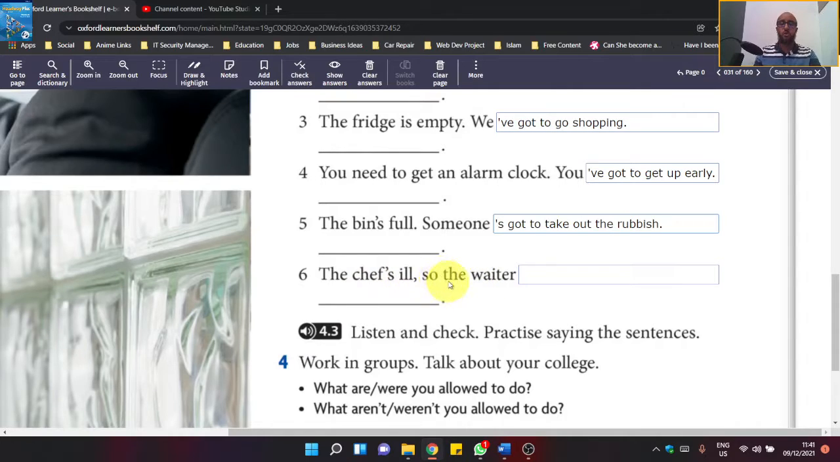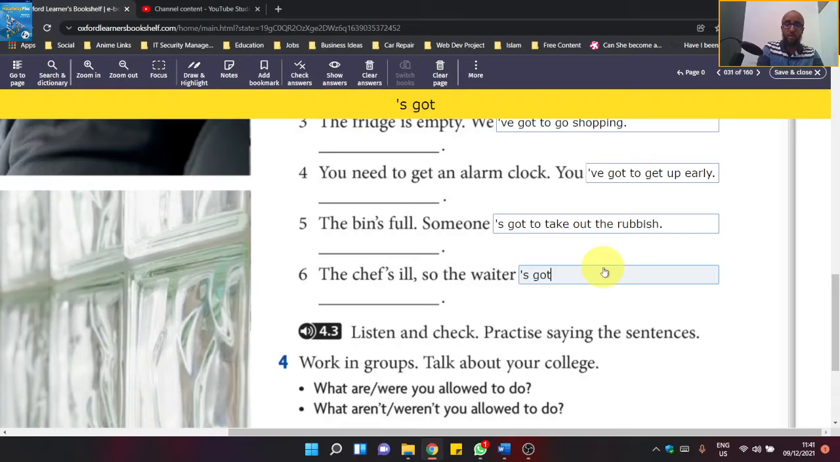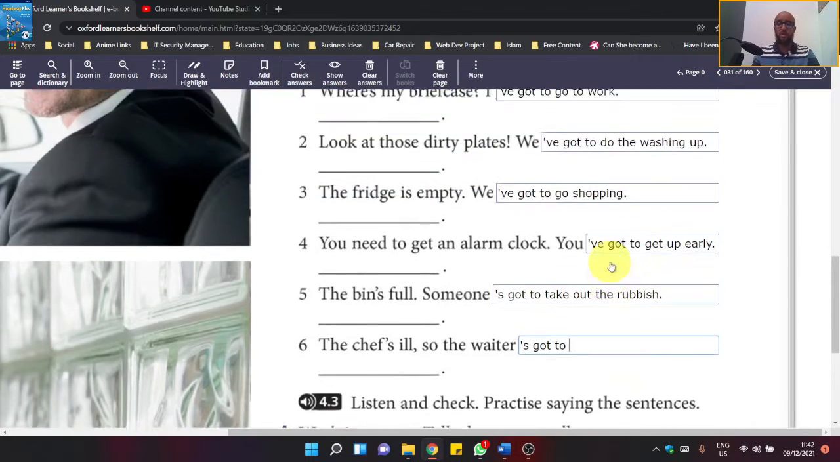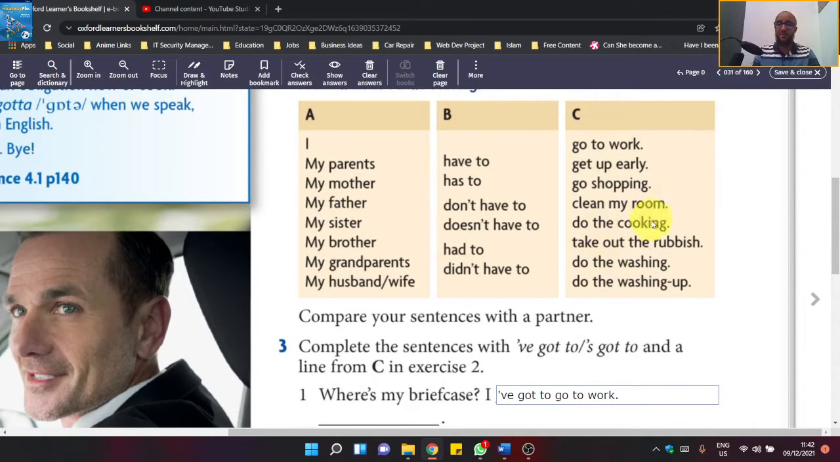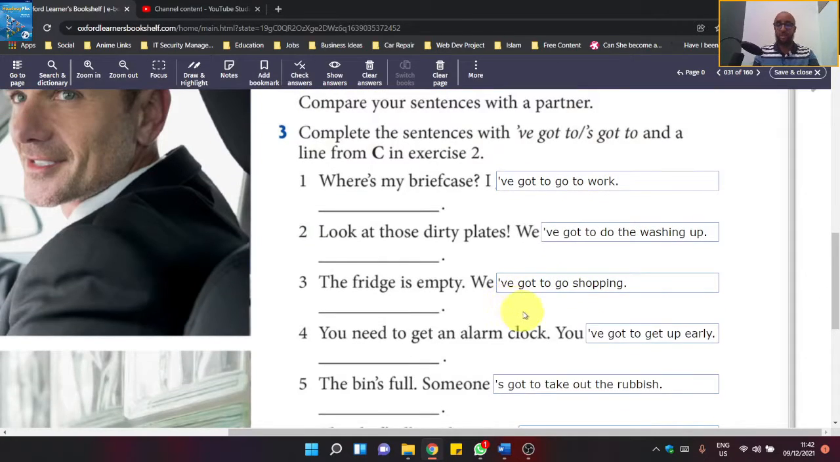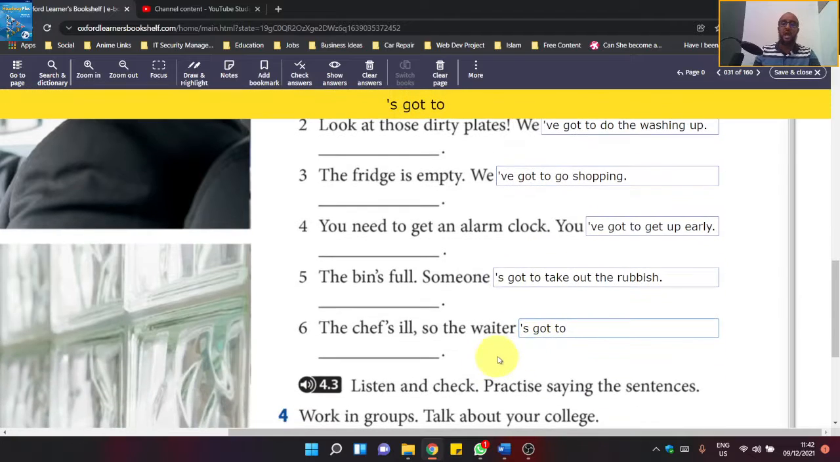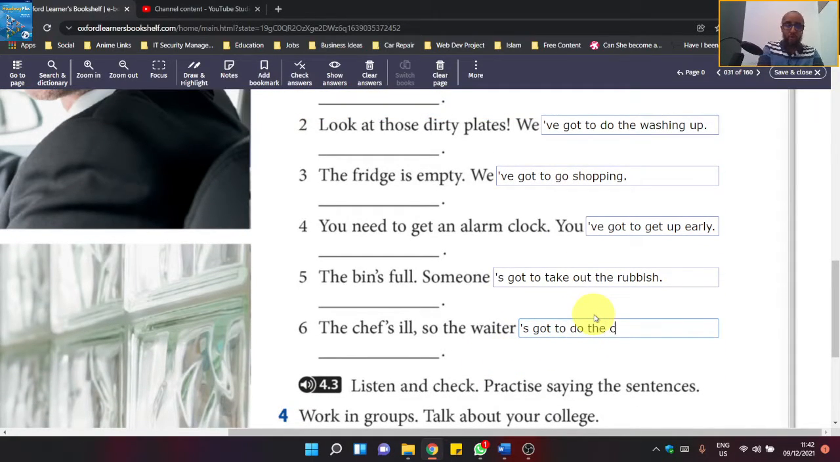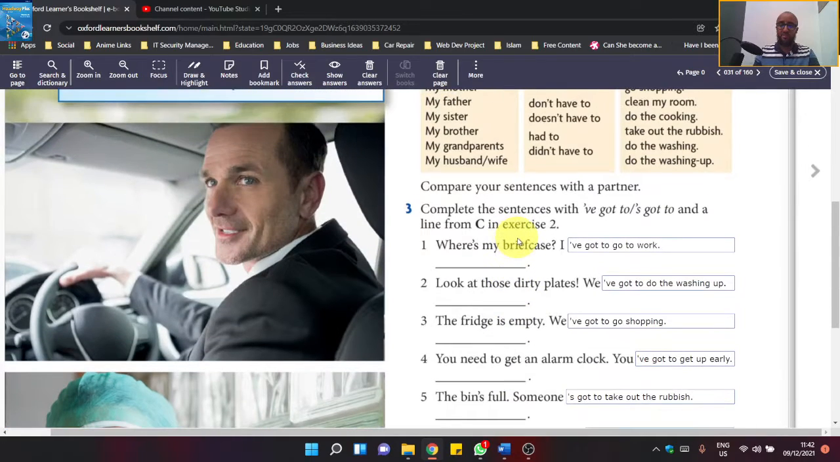Okay, excellent. And the last one here, it says the chef's ill. Okay, so the waiter, he's a he, right? So the waiter's got to what? Got to do what? What does he have to do? Does he have to do cooking maybe? Yeah, do the cooking. There you go. So the waiter, this is a singular, he or she maybe. The waiter's got to do the cooking. Okay, hopefully that was easy enough.